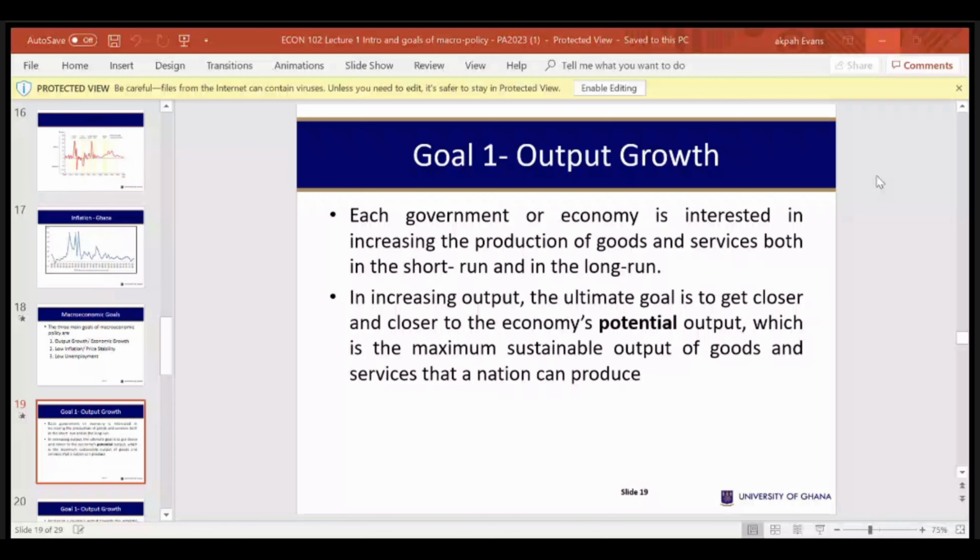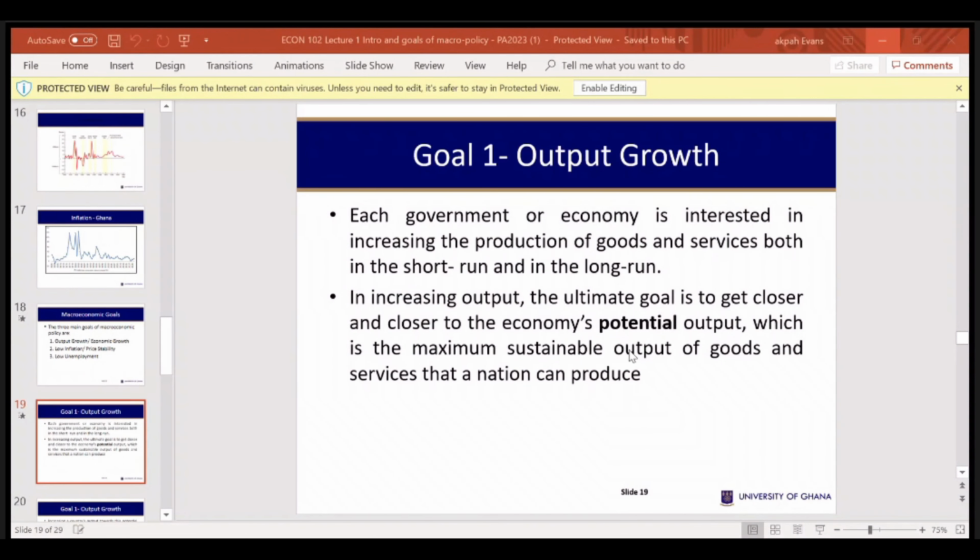Okay, there's one key term, potential. That's why they highlighted the potential output. This is trying to explain what is meant by potential output, which is the maximum sustainable output.